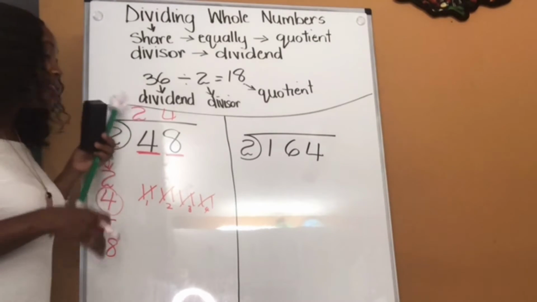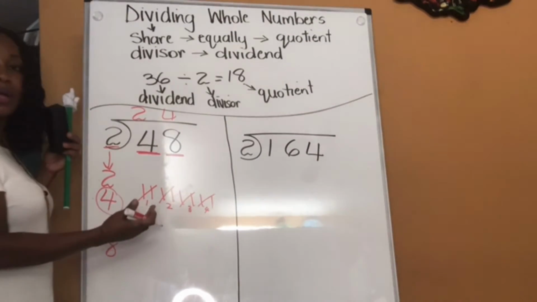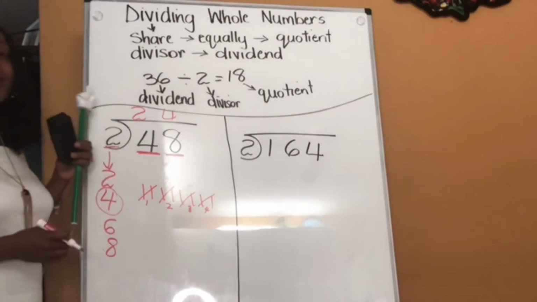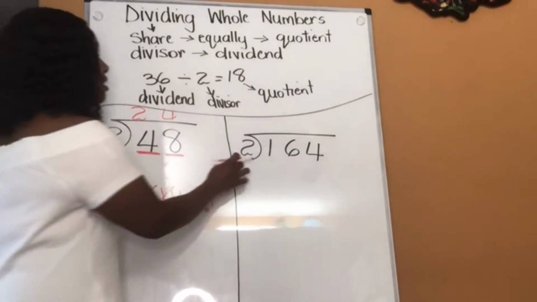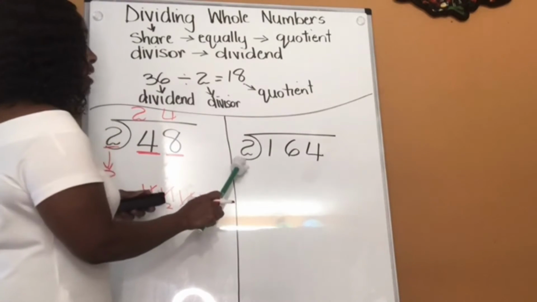But what if you get a way bigger number than 8? Are you going to draw that amount of strokes? No. So it's best if you skip count. All right, another easy one over here. 164 divided by 2.